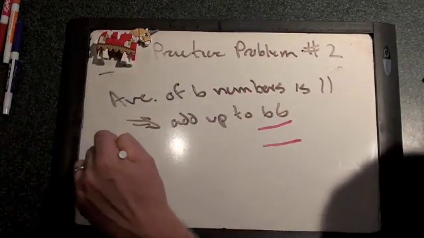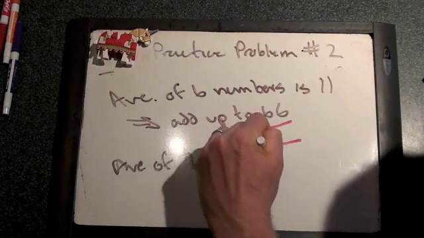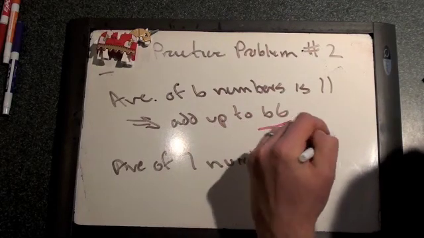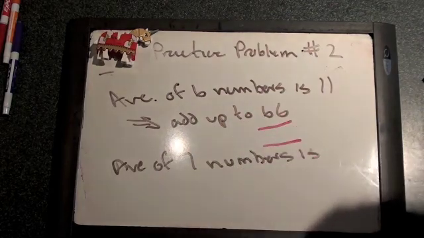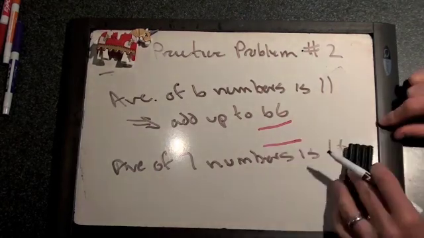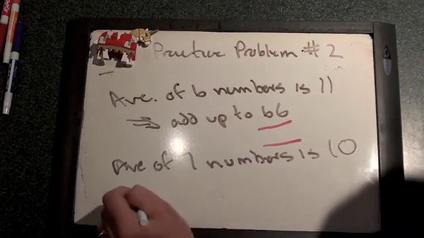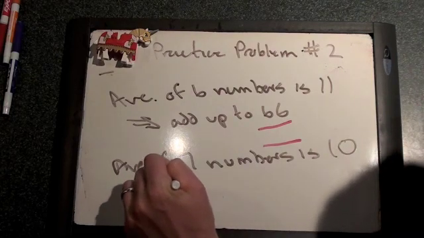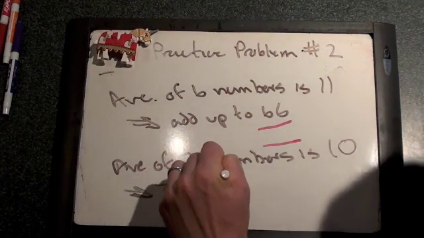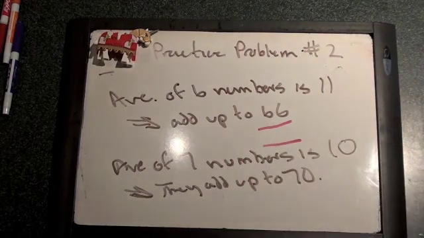Okay, and the average of 7 numbers was 10. What does that mean those numbers add up to? 70. Average of 7 numbers was 10, which implies they add up to 70. The number added was 4.